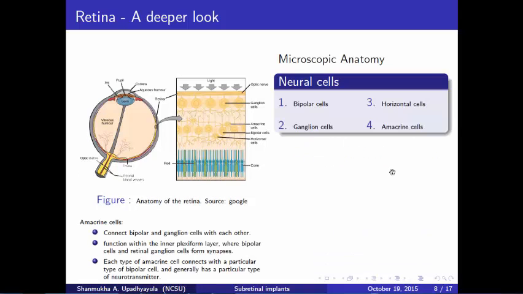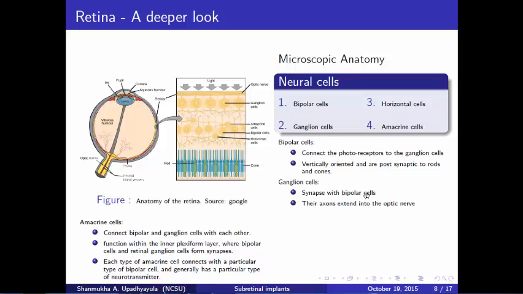There are 4 types of neural cells. The first one is the bipolar cells, which connect the photoreceptors to the ganglion cells, and these are vertically oriented, and you can see from the figure that the rods and cones are connected to the ganglion cells using the bipolar cells. And the second type are the ganglion cells, whose axons extend to form the optic nerve.